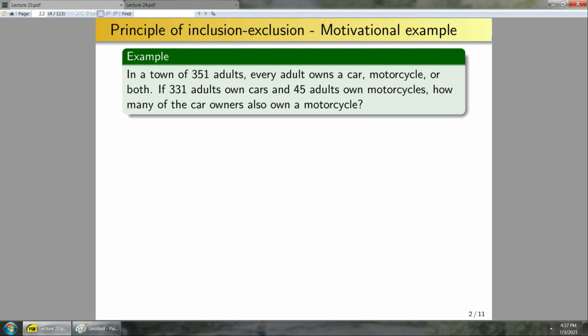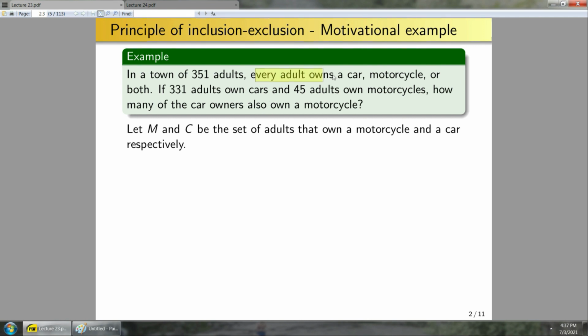So in order to tackle this problem, we're going to do a different technique than the methods that we've used before. Here we're going to let M and C be the sets of adults that own a motorcycle and a car respectively. To be explicit, M is the collection of adults that own a motorcycle and C is the collection of adults that own a car. So the problem statement tells us some information. One, every adult owns a car, a motorcycle, or both. So what does that tell us?